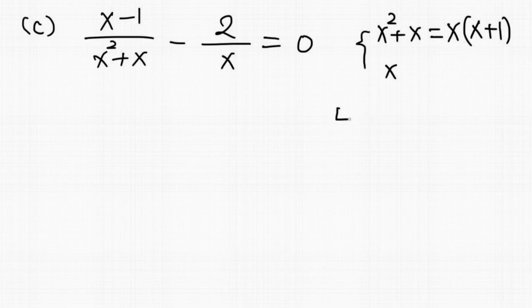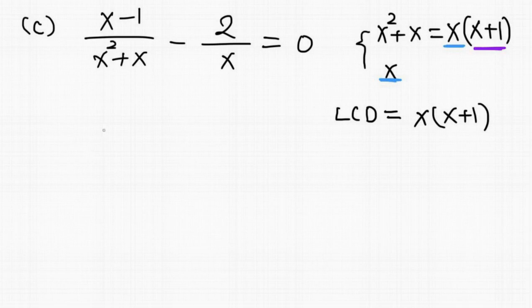And the least common denominator is then we take the common factor of x, that is x, and there is another factor, x plus 1. Here we have one factor of x plus 1 and no factor of x plus 1. We take the higher number of factors, so we're going to multiply this x plus 1. So this is the least common denominator.